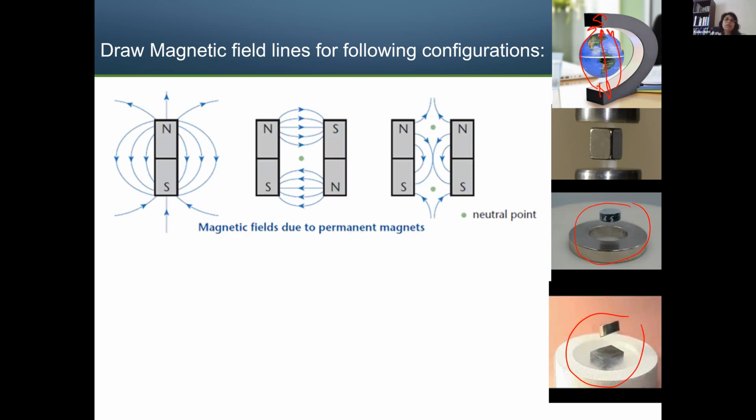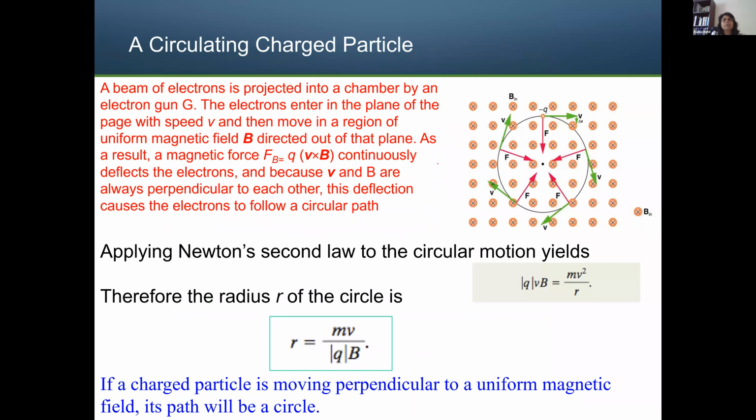Okay, so now everybody knows how to do this one. If I have a couple of magnets, and you draw the magnetic field lines always from north to south direction, then these points we call neutral points, which do not have magnetic field lines. This point is neutral, this point is neutral, points that do not have magnetic field lines.